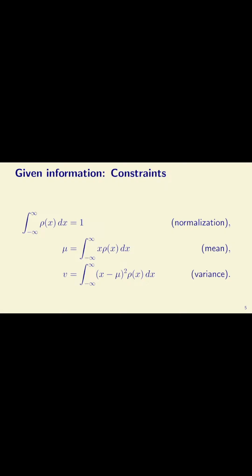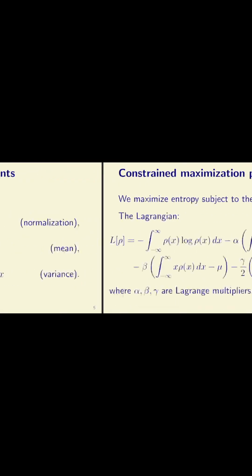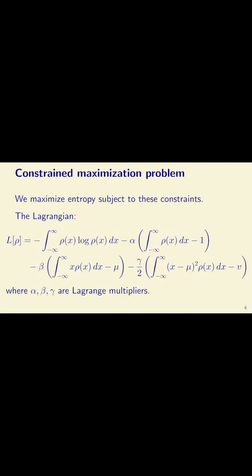So, it's a constrained maximization problem. How do we solve that? With Lagrange multipliers? You are on the right track, Hasan. Since rho of x is a function, not just a simple variable, we need to use functional differentiation. We define the Lagrangian L of rho by incorporating our constraints with Lagrange multipliers alpha, beta, and gamma. Notice the gamma over 2 term. This is a common convention when dealing with variance constraints, and it simplifies the algebra a little bit later on.